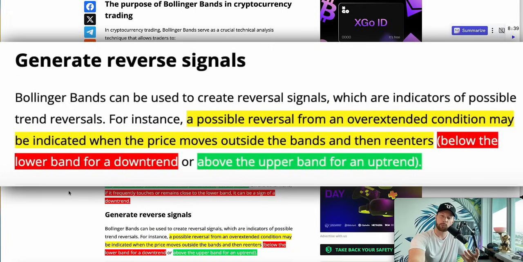Now, number 4 would be using Bollinger Bands to identify possible trend reversals, because a possible reversal from an overextended condition may be indicated when the price moves outside of the bands and then re-enters the band. So below the lower band would be for a downtrend, or above the upper band would be for an uptrend.